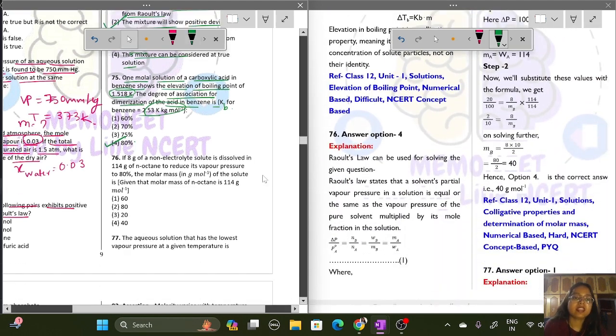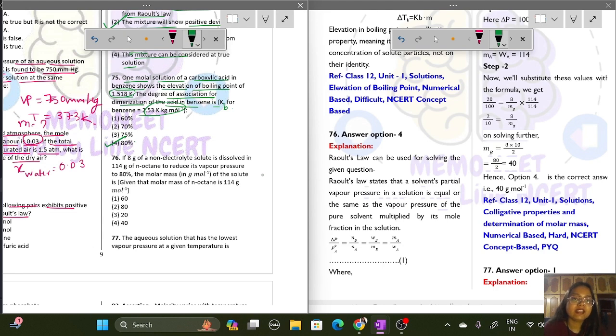Okay. Next is question number 76. In question number 76, 8 gram of a non-electrolyte is dissolved in 104 gram of n-octane to reduce its vapor pressure to 80%. The molar mass of the solute is? We have to find out the molar mass of the solute, and the molar mass of n-octane is given as 114 gram per mole.